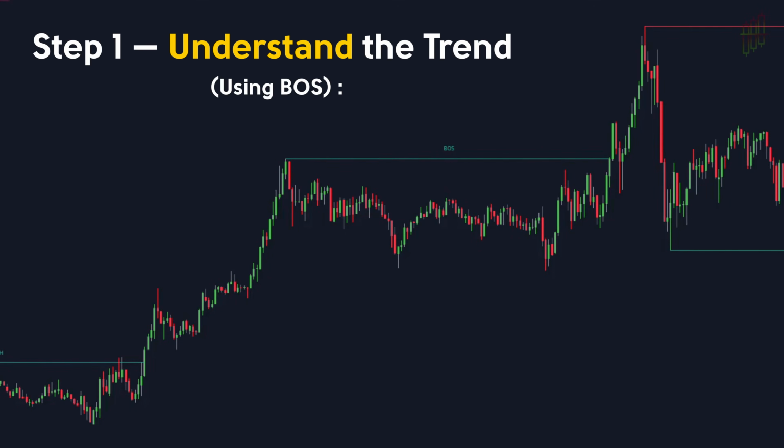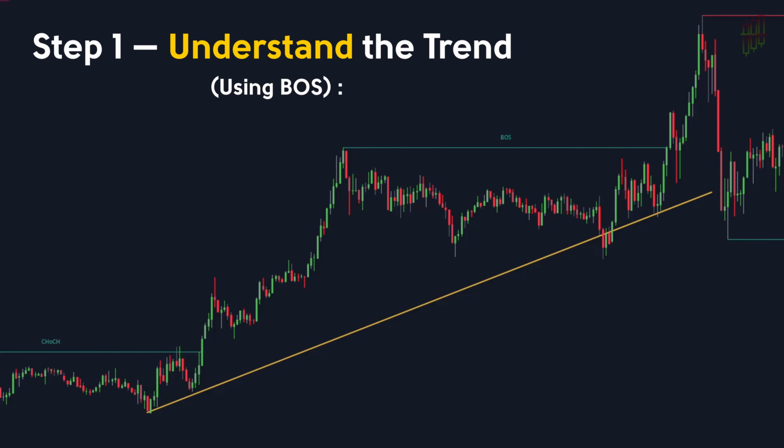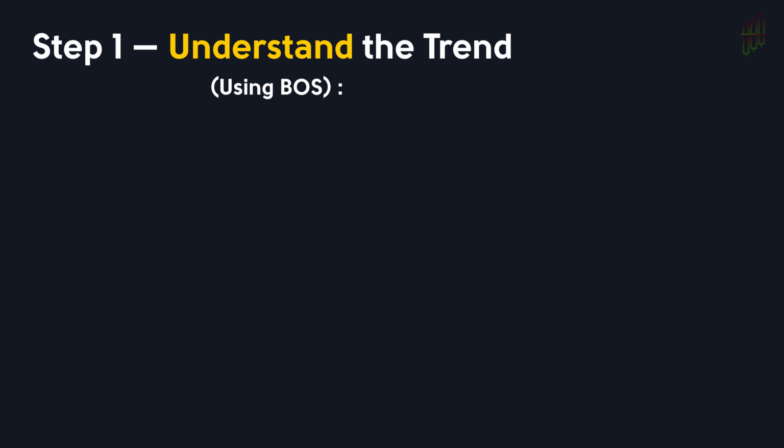Step 1. Identify the real trend using breaks of structure. Before you even think about entering a trade, you must confirm what the market is actually doing: trending, slowing down, or preparing for reversal. And the cleanest way to read this is through breaks of structure. You're not guessing direction. You're letting price tell you exactly where the momentum is.